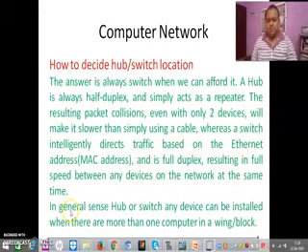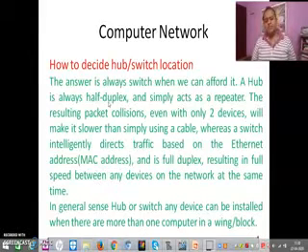In general, since hub or switch, any device can be installed when there is more than one computer in a wing or a block. Means hub is also preferred, switch is also preferred, but switch is more preferred as it is full duplex. If you can afford it, you can use a switch. It intelligently directs traffic based on the Ethernet address.